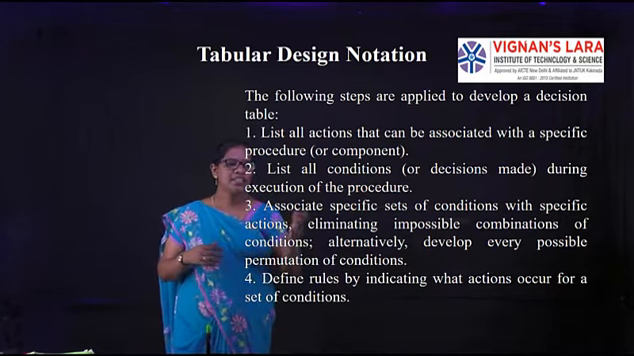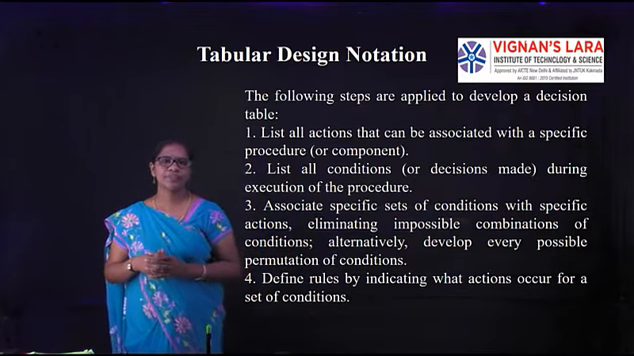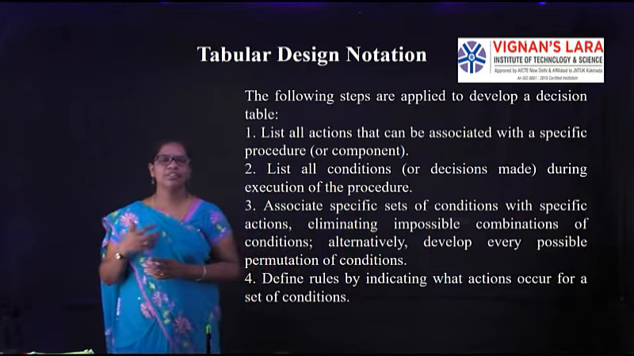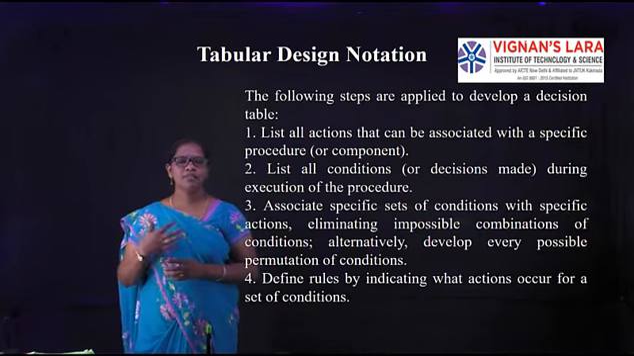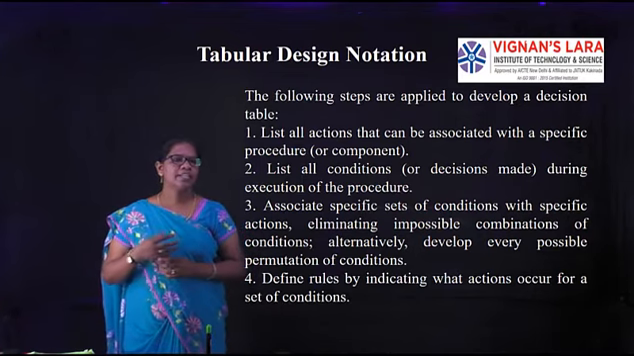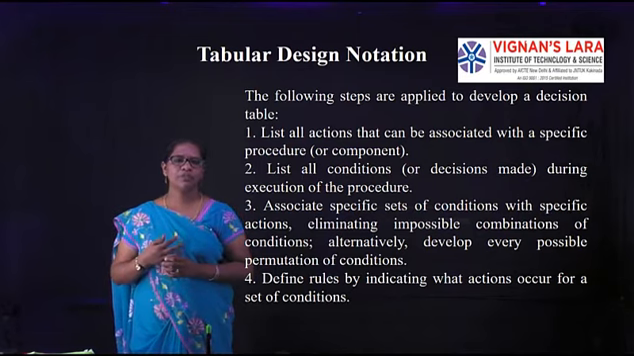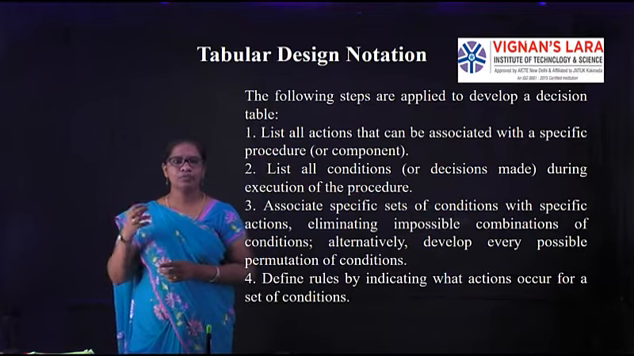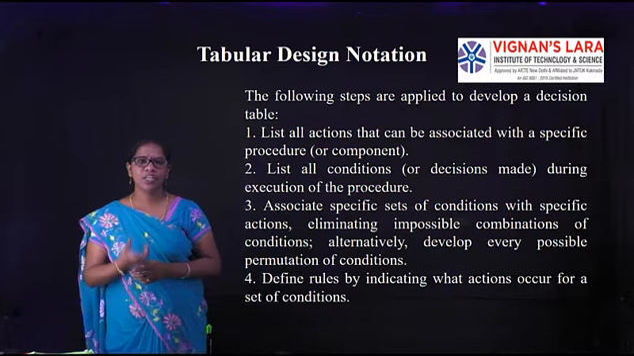And thirdly, associate a specific set of conditions with specific actions. So what are the specific actions we have to consider? We have to eliminate whatever is impossible. We have to apply some combinational conditions, like develop any permutations of conditions. If you know permutations and combinations, there is a probability of a chance. So then we have to go for permutations of some combinations of the inputs.